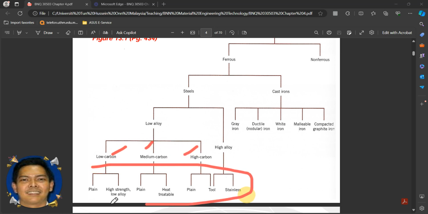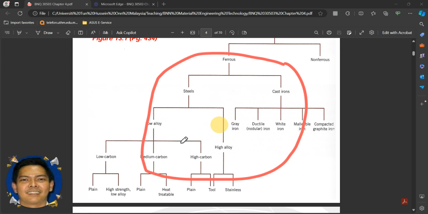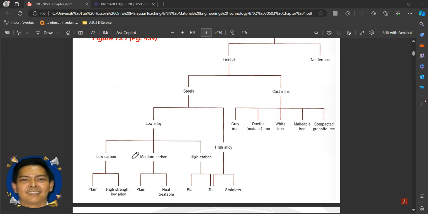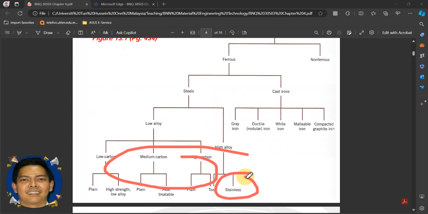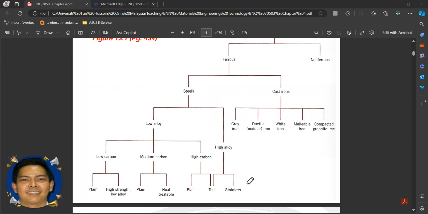It can be further divided into plain, high strength low alloy, heat treatable, and also tool and stainless steel. As you know, the steel alloy also consists of carbon alloy, which is also considered as carbon steel. Carbon steel is widely used in construction, automotive, manufacturing, and industry due to its strength and versatility. Stainless steel is used for its corrosion resistance, so it is used in medical instruments, kitchenware, and also construction. This is where stainless steel is being used widely.